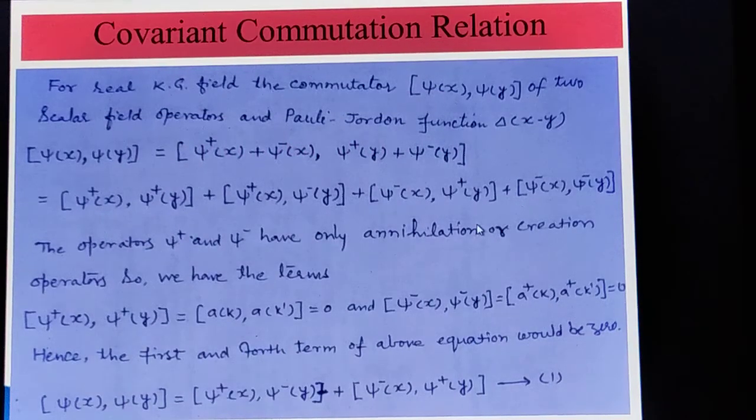So, as we know, the commutation relations for the KG field, that is used for the particles having the nature like bosons. So the commutation relation was: the commutator of A comma B equal to AB minus BA.